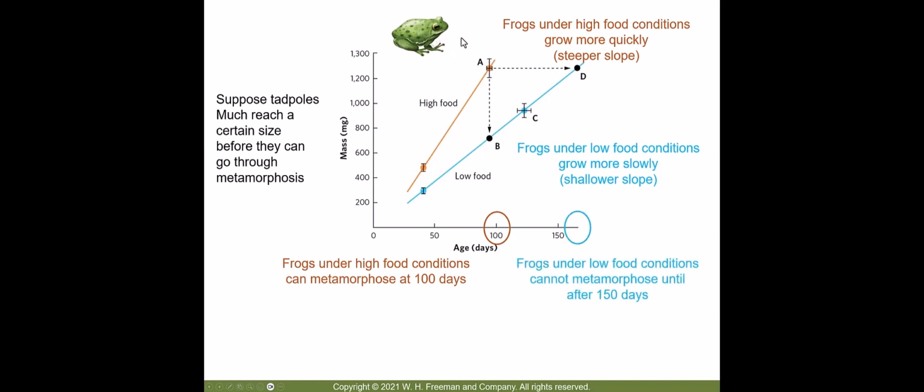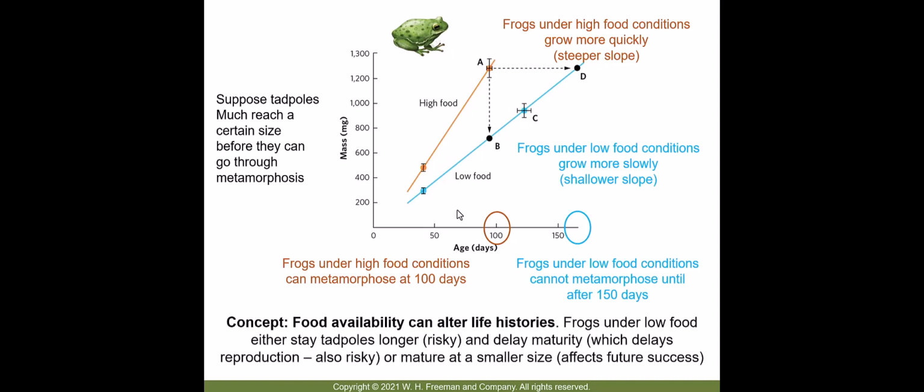If it's growing at the slower rate and it still needs to be this size, then I would have to come over here and drop down, and it would not be able to metamorphose until after 150 days. So it's going to take it a lot longer to reach the critical size it needs to be to go into metamorphosis. So the concept here is that food availability can alter life histories. Frogs that are under low food stay tadpoles longer, and that's risky to be a tadpole longer because they're very prone to predation at that point.